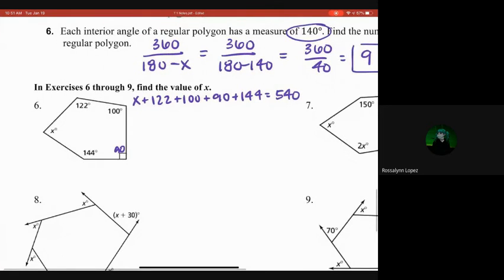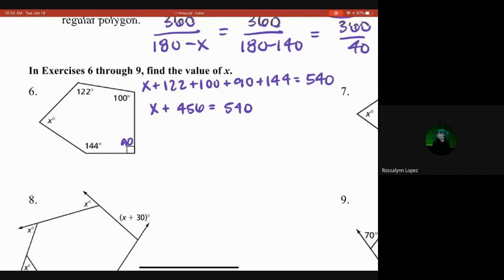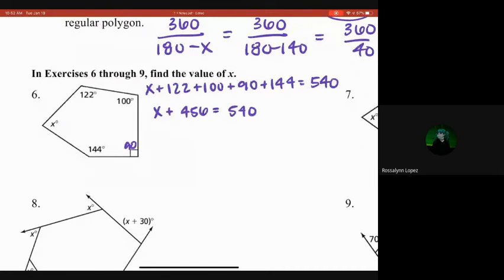Okay. Then I'm going to combine my like terms. I'm going to get x plus, thankfully I already have this worked out here, 456 is what you should get. Please tell me if you think I'm incorrect, because I'm looking at my numbers from last year. Can you read it, Caden? Uh-oh. It says x plus 456 equals 540. And now I'm going to subtract.